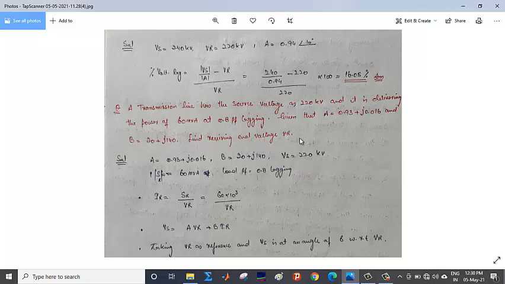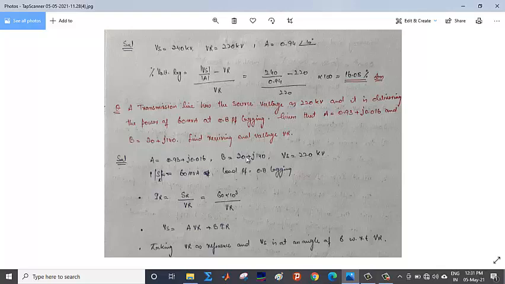Usually in questions the receiving end voltage is given and we are asked to find the sending end voltage, but here it is the other way around. You are given the sending end voltage, and we need to find the receiving end voltage. It is simple, but it requires solving a nonlinear equation.